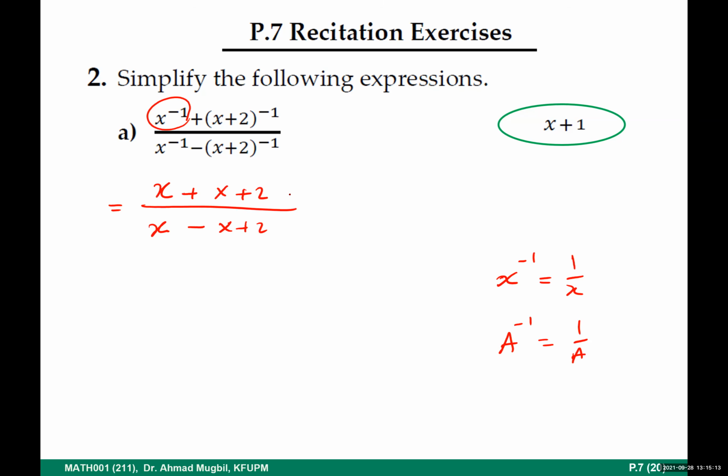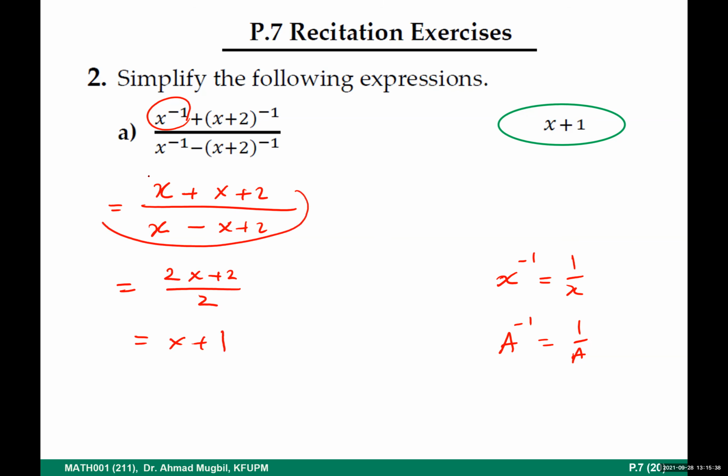Many of you did this, and look how lucky they are. 2x plus 2 over 2, which is x plus 1. So it looks like it is correct. It is just a coincidence here that the result is the same. In fact, there are many mistakes here, not only one mistake.